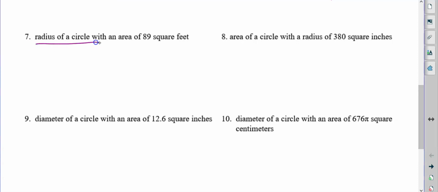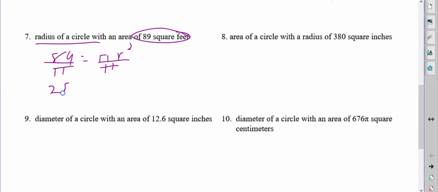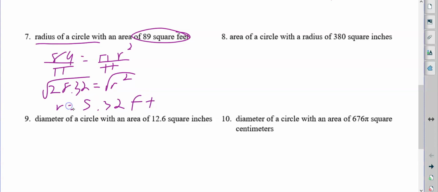All right, now this time we're trying to find the radius. We already know the area. So we say 89 equals pi r squared. We're trying to get r by itself, so we divide by pi. And that's going to be approximately 28.32, again, depending on 3.14 or the pi key. At this point, we're trying to get r by itself, so we square root, and we get approximately 5.32 feet for the radius.